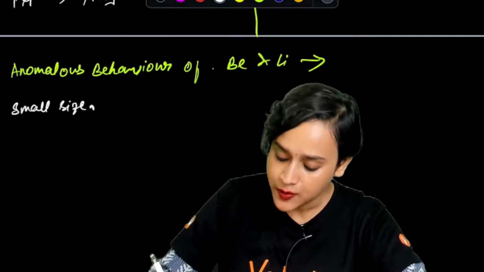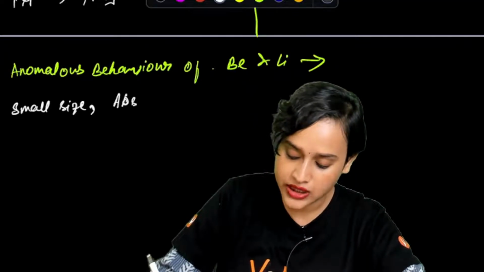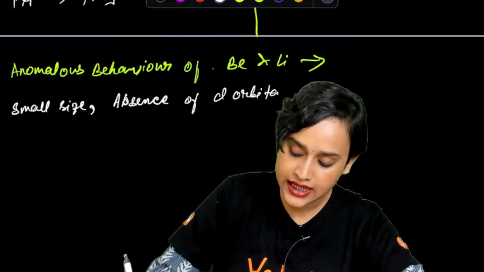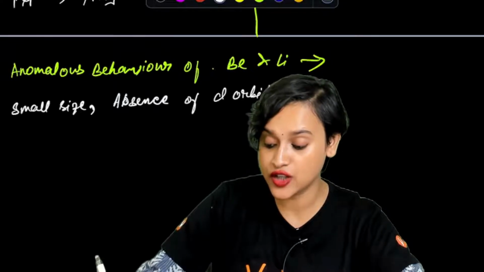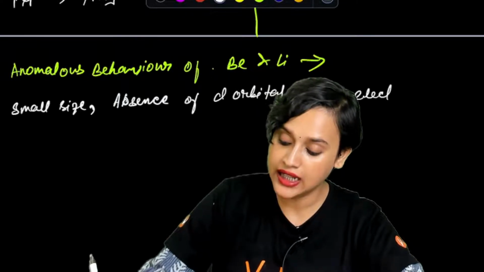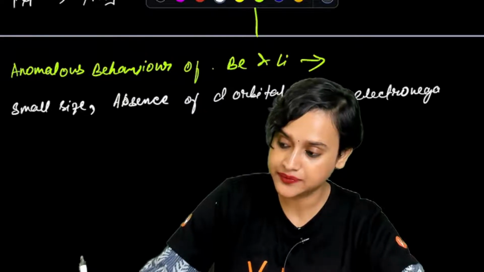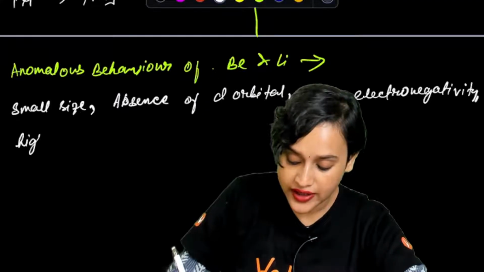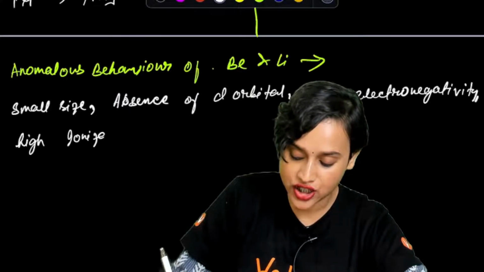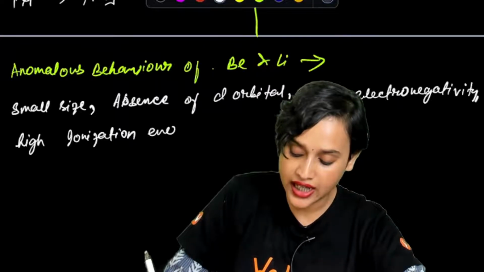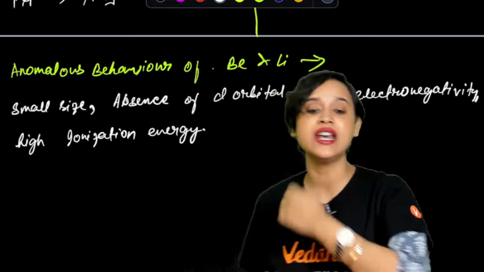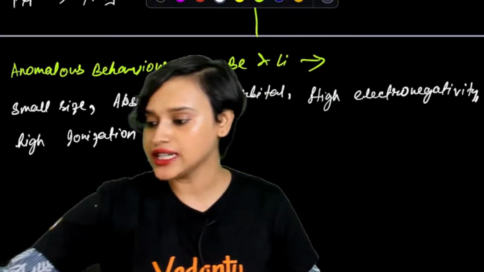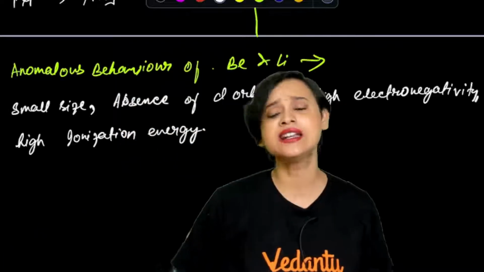They have small size, absence of d orbitals. Yes, absence of d orbital, right? Apart from that, what else is there? High electronegativity, and they also have really high ionization energy. Am I clear, everybody? All right, everybody? Great, amazing.